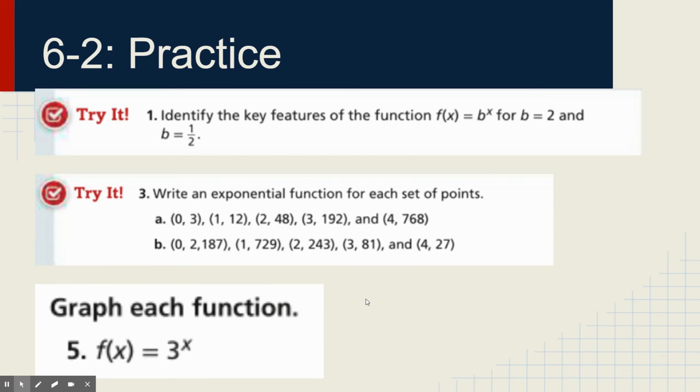Lastly, we're going to look at our practice problems. So we're going to practice, number 1.